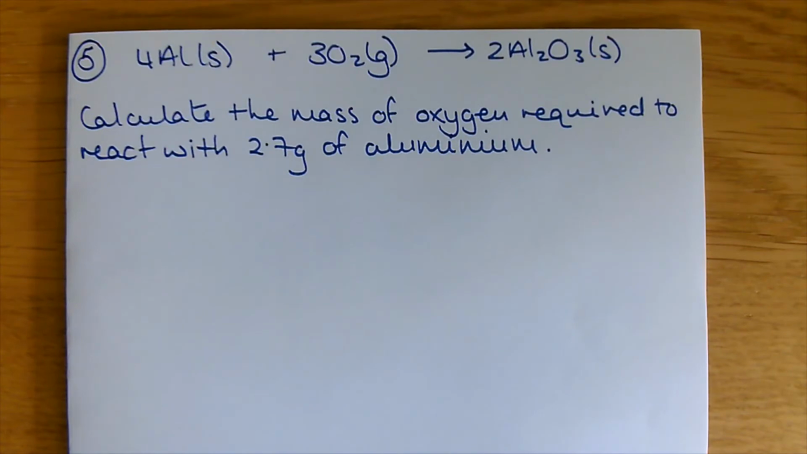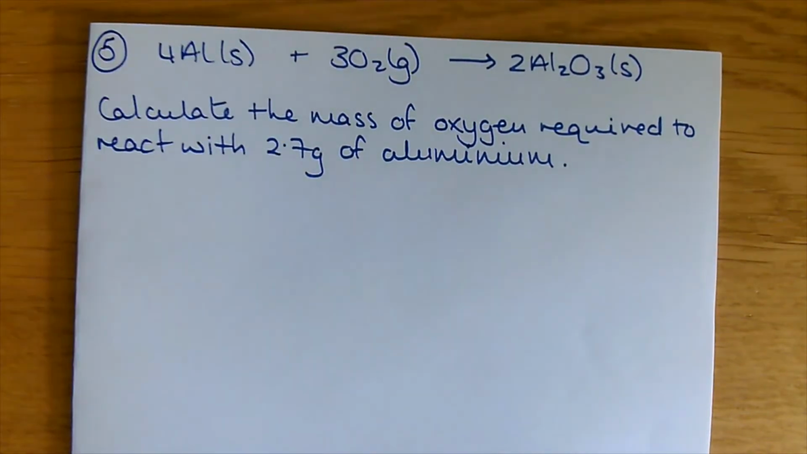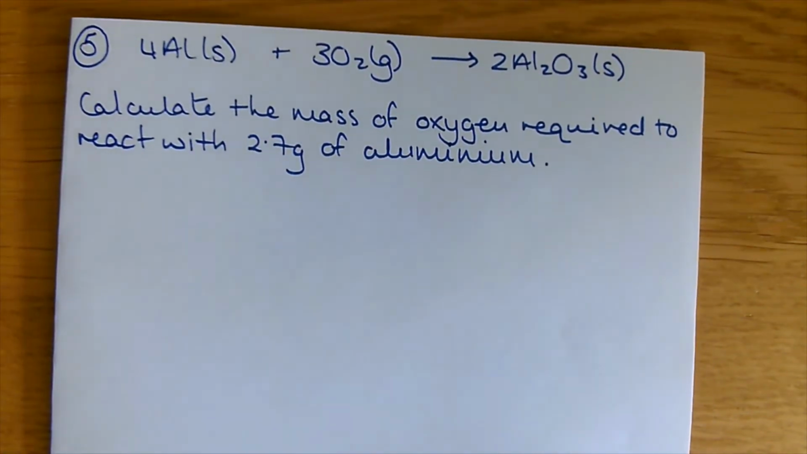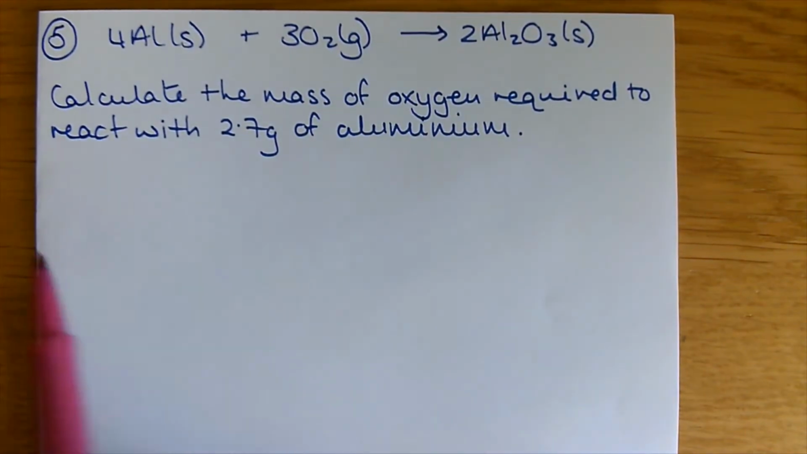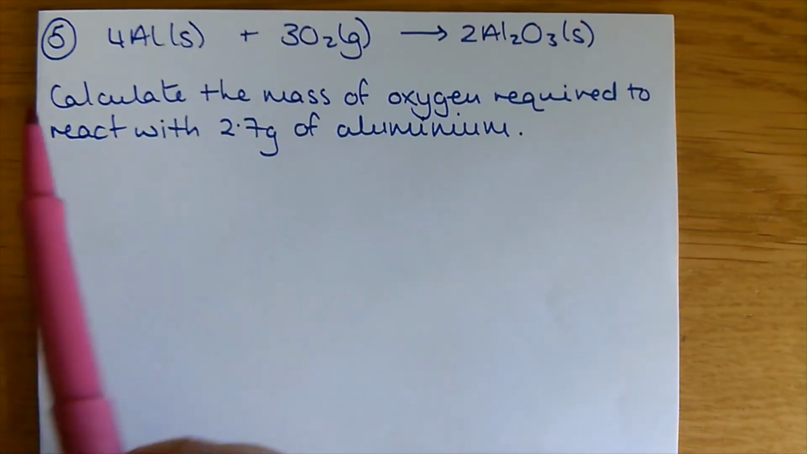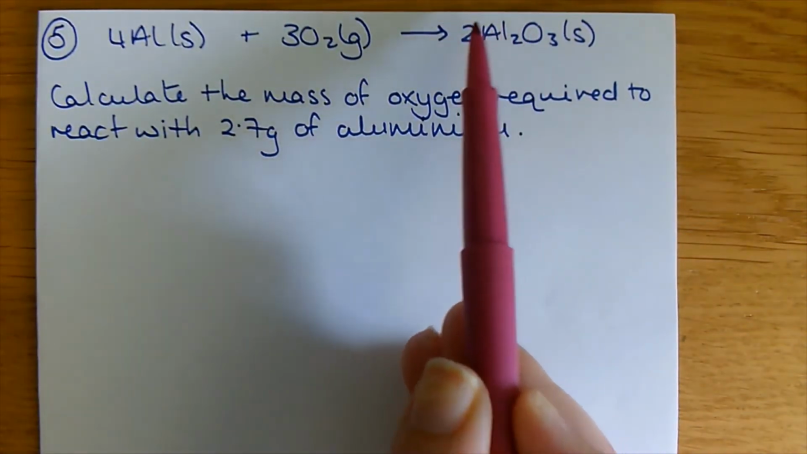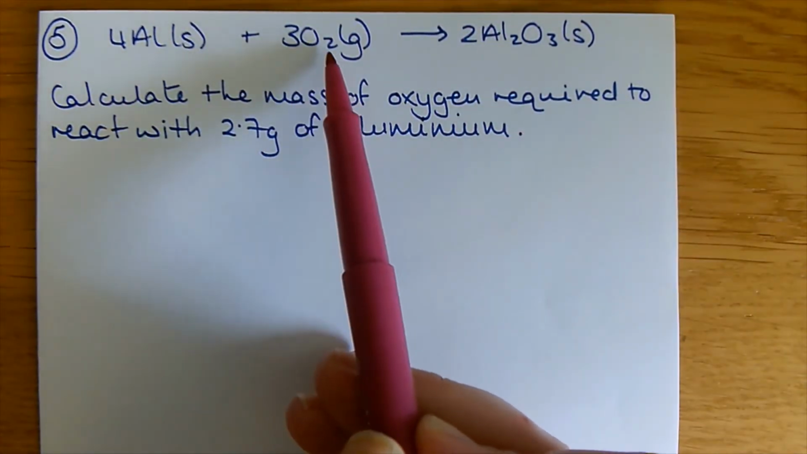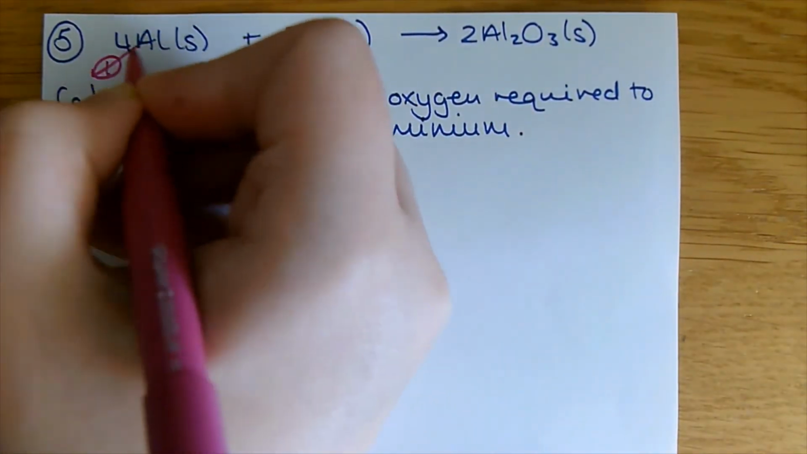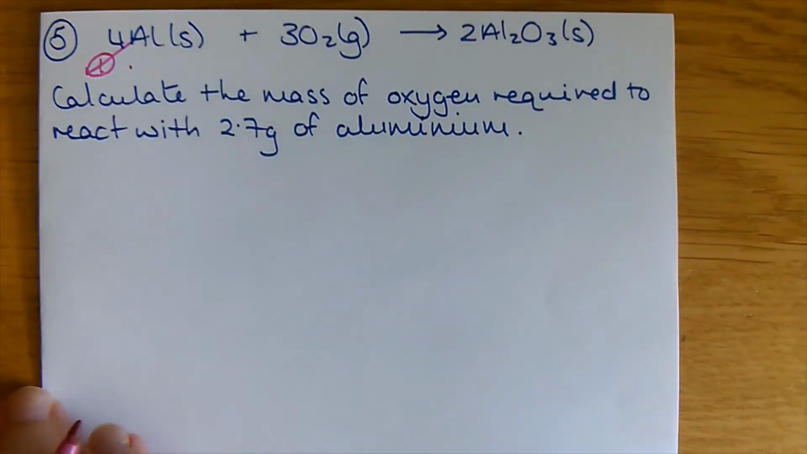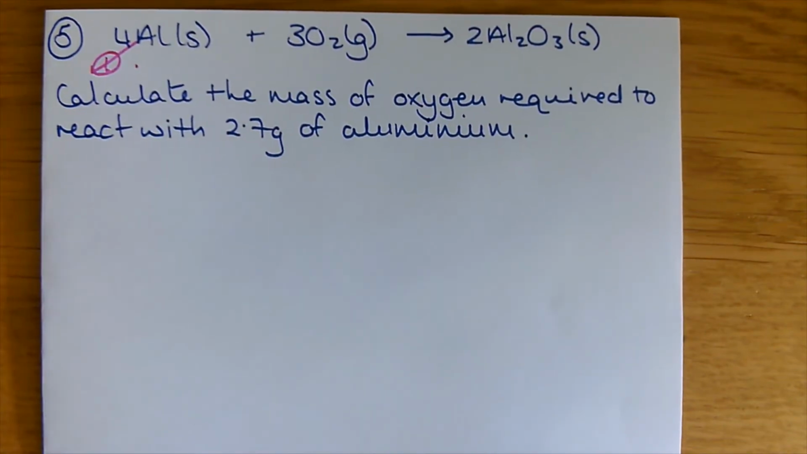Question 5. Calculate the mass of oxygen required to react with 2.7 grams of aluminium. First steps first, check that your equation is balanced. 4 aluminiums, 2 times 2, 4 aluminiums. 3 times 2, 6 oxygens, 2 times 3, 6 oxygens. It is balanced. Reading through the question, we can see which species we are interested in.